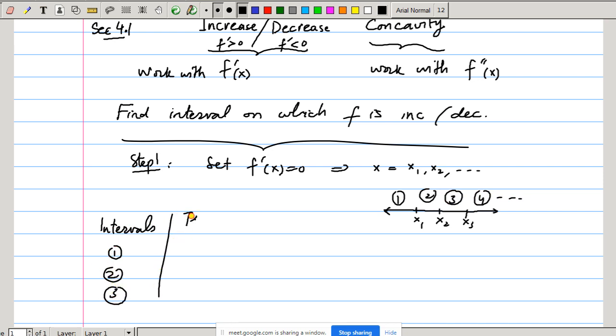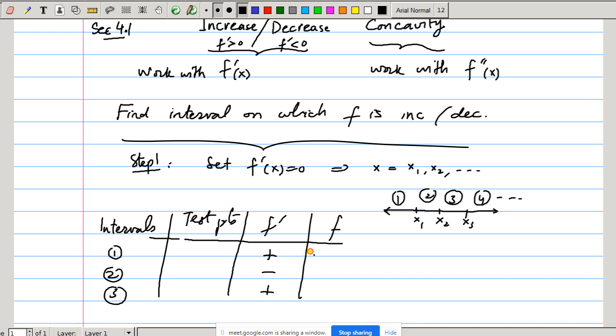We pick test points within the interval. Then we check the sign of f prime, whether it's positive, etc. If you get positive, just write increasing there. If you get negative, just write decreasing. Positive, again write increasing. Okay, so this is actually the criteria.